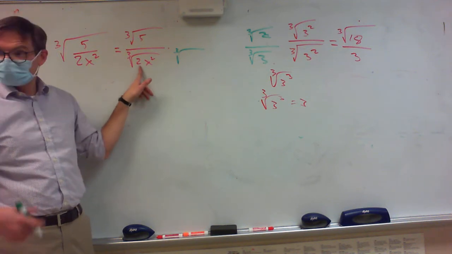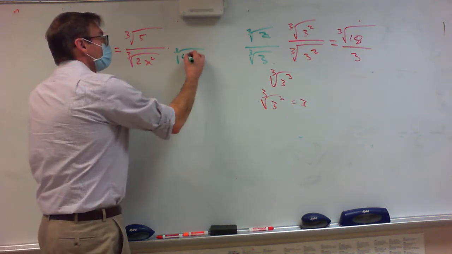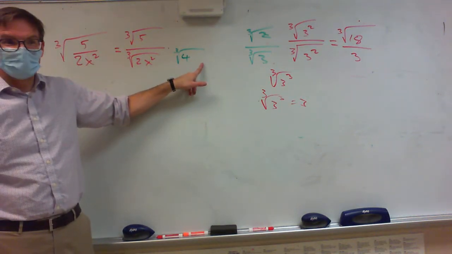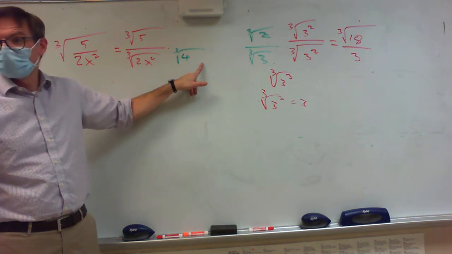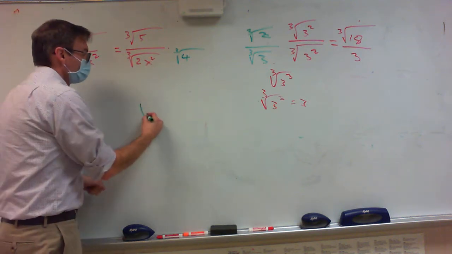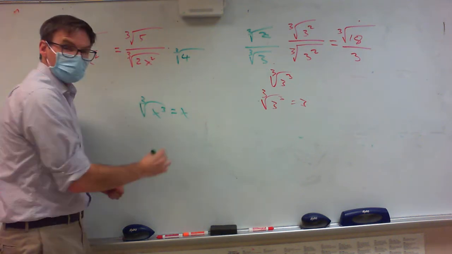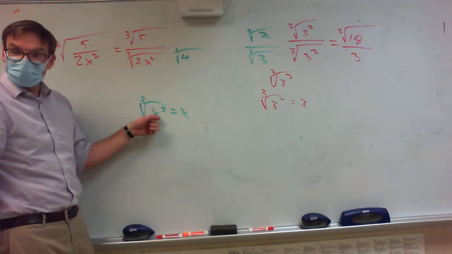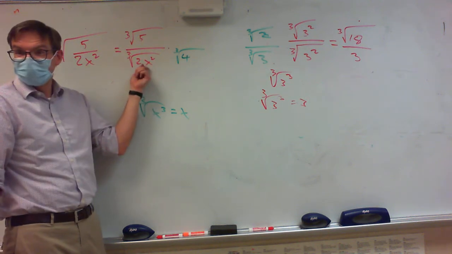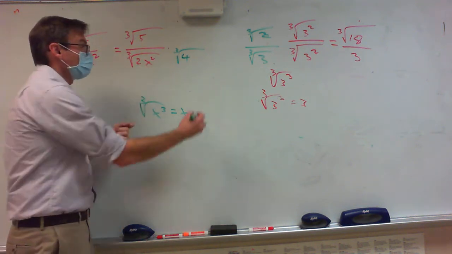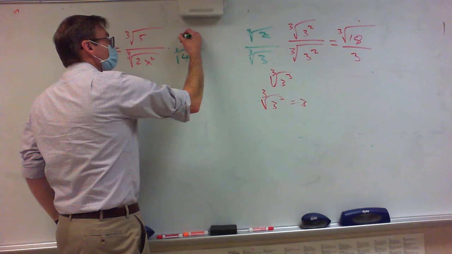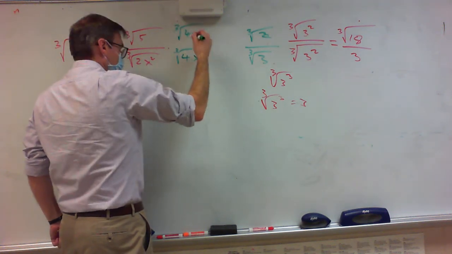Because 4 times the 2 gives me the 8, and I know the cubed root of 8. How many x's do I need? 1. Do you see I need 1 more x? Can we agree that the cubed root of x cubed gives me x? So if I've got 3 x's in here, then the cubed root goes away. How many x's do I have? 2. How many more do I need? I need 1 more x. And whatever you do to the bottom, you have to do to the top, so that's going to give me cubed root of 4x.